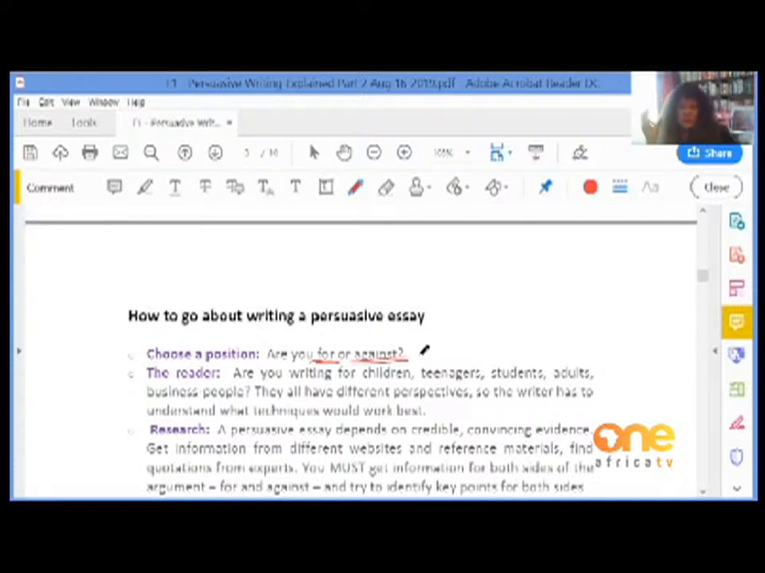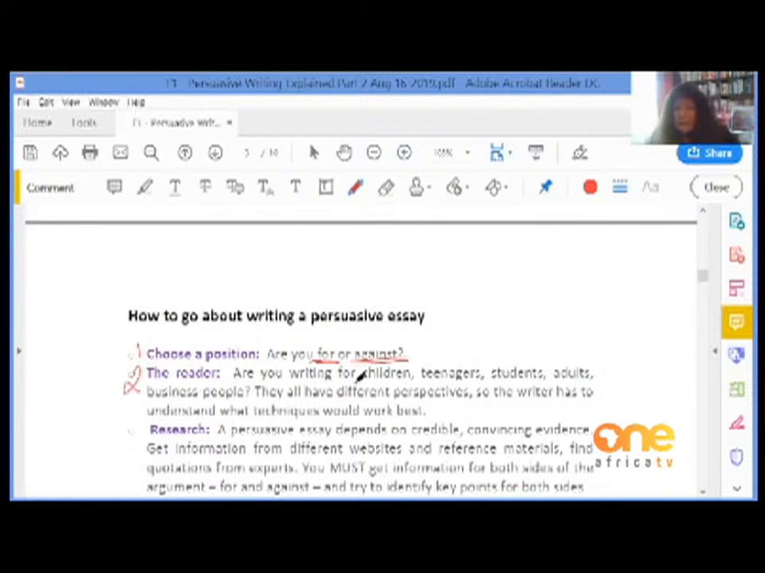You know, it doesn't have to be your real, true feelings. It might be the one that you've got the most evidence for that will help you the most. So first of all, you choose that position. Then the next thing, who is going to read this?